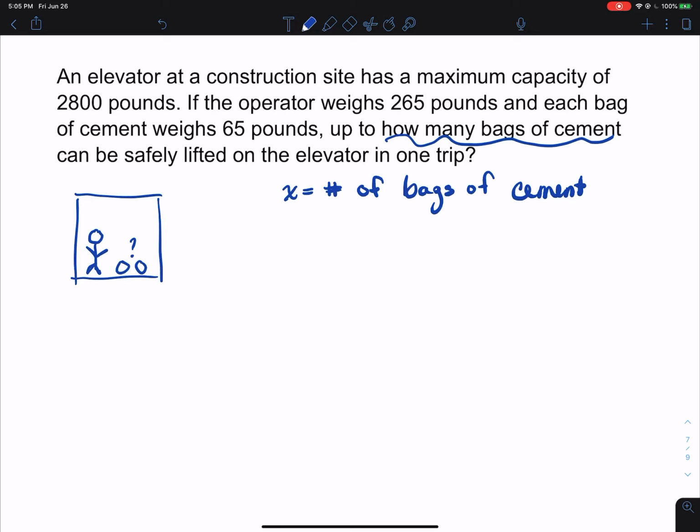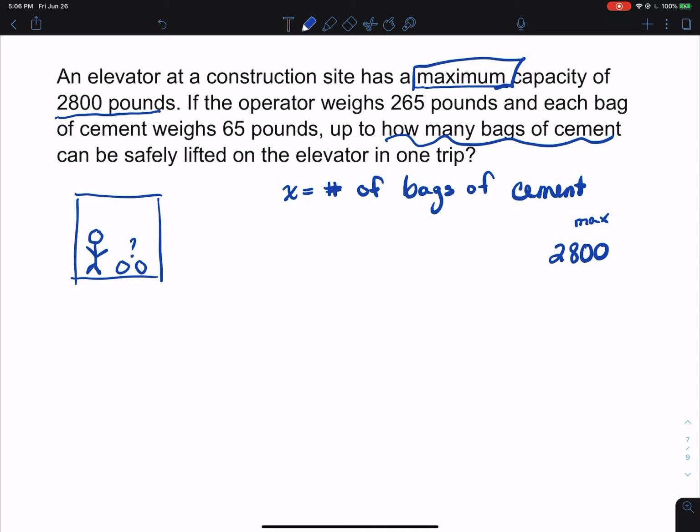So if I read through this again, they tell me that it has a maximum capacity of 2,800 pounds. So I know maximum is one of my key words for an inequality. It tells me that it can be up to 2,800 pounds, but it can't be any higher. That's the biggest number that I could possibly have. So I'm going to put that 2,800, and essentially what I'm thinking of is this is the maximum.